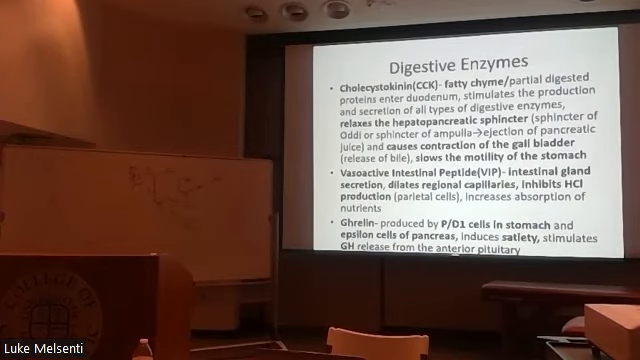You have vasoactive intestinal peptide, VIP. Have you heard of any of these? I never heard of this before I did this board review. Vasoactive, what do you think it does? It dilates the capillaries in the duodenum. It inhibits hydrochloric acid production as well and increases absorption of nutrients. Ghrelin is produced by P or D1 cells in the stomach and epsilon cells in the pancreas, induces satiety, and stimulates growth hormone.